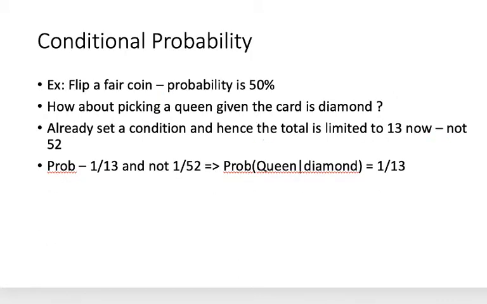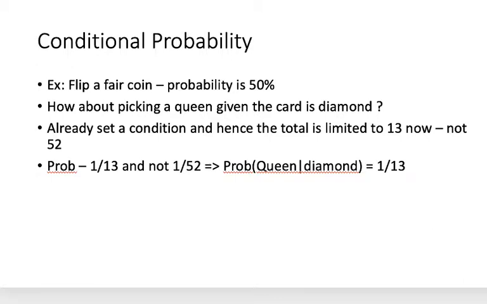It's time to introduce the conditional probability. Maybe if we take a look at the probability of flipping a fair coin, the probability of getting a head or tail is probably 50%. It's 50%. And how about picking a queen given the card is a diamond?